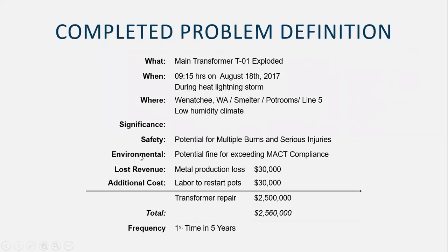Environmental, in this case, the context is regulatory. So we had potential fine for exceeding our MAC compliance limit. Revenue. Metal production loss, $30,000. So we lost $30,000 in sales we can't recuperate. And finally, additional costs. Well, we had labor to restart the pots for $30,000, and the exploded transformer repair was worth $2.5 million. So you can see this incident cost a total of $2.56 million. And then frequency. In this case, it was first time in 5 years.